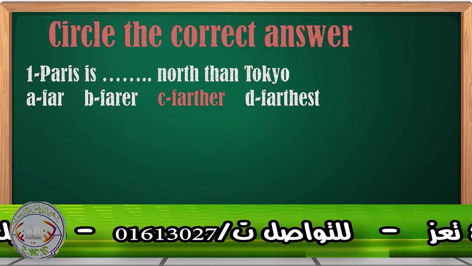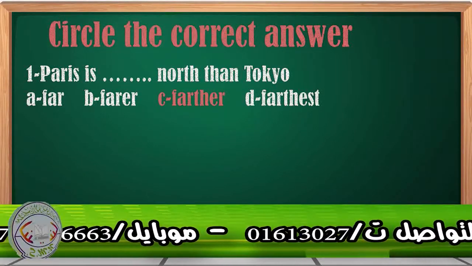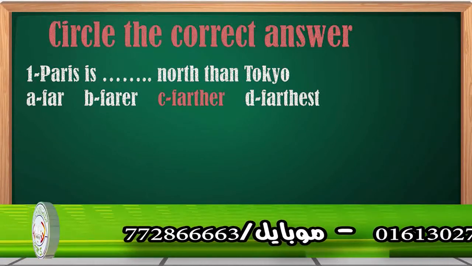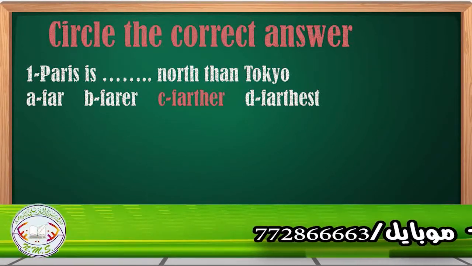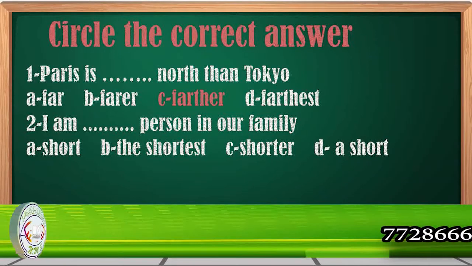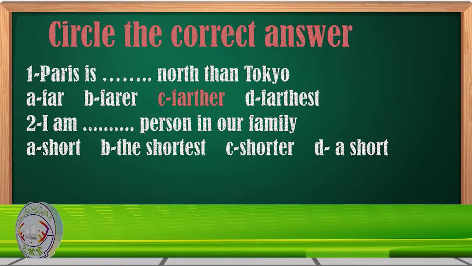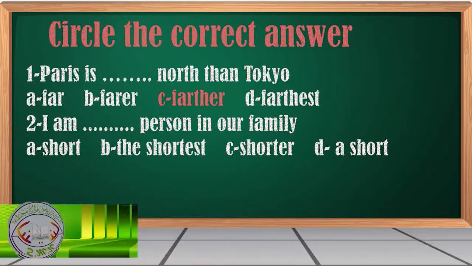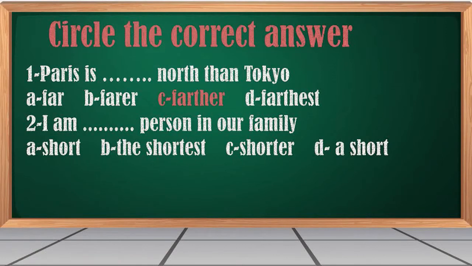So the correct answer is C, further. Number 2: I am (A) short, (B) the shortest, (C) shorter, or (D) a short person in our family. So here we compare between me and all of the rest of our family. So what's the answer?